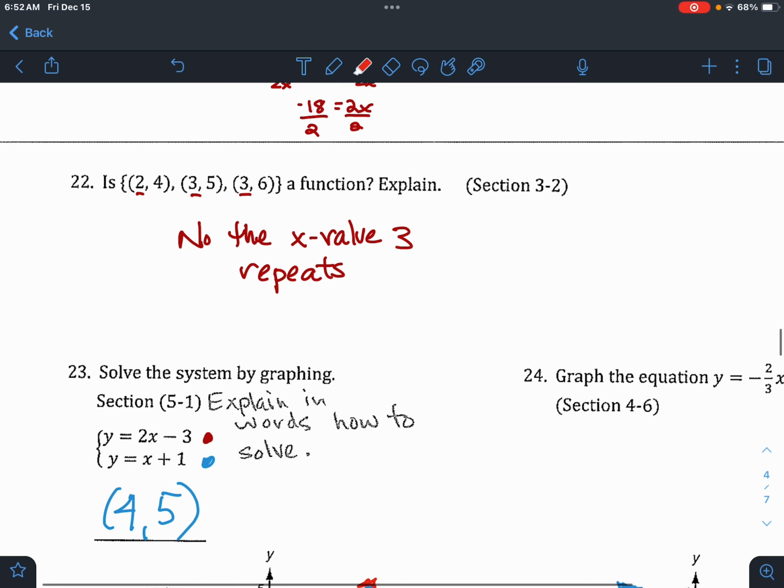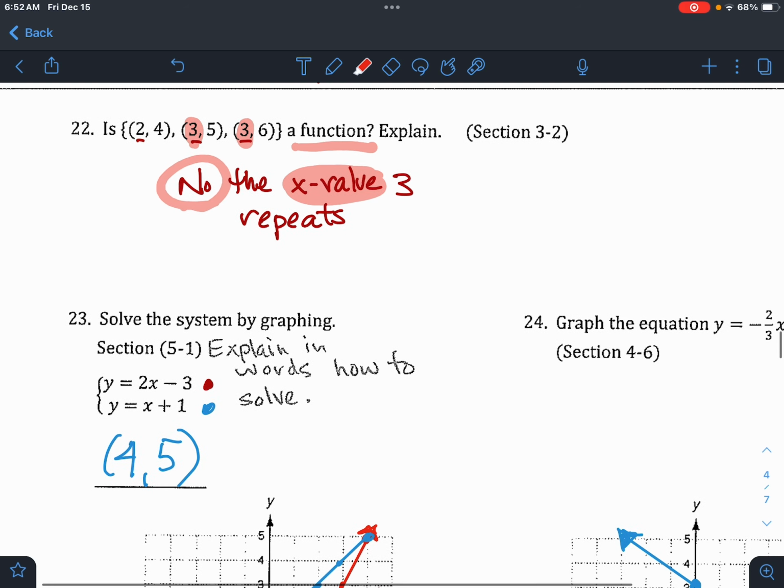Okay, on number 22, we have to see if this is a function, and all we're looking for is the x values. If the x values repeat, which they do, then no, this isn't a function because the x value has more than one y value. If it didn't repeat, yes, it would be a function.